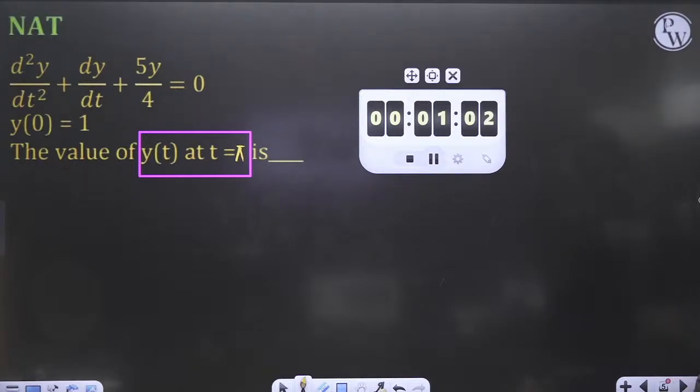Next question. Any answers? d2y/dt square plus dy/dt plus 5 by 4 y equal to 0.